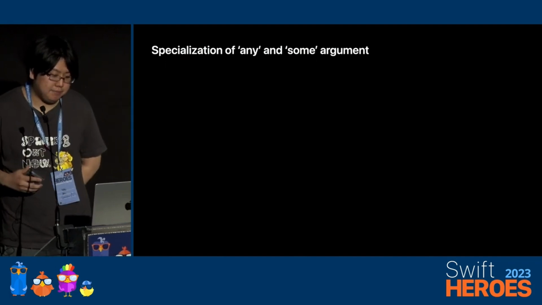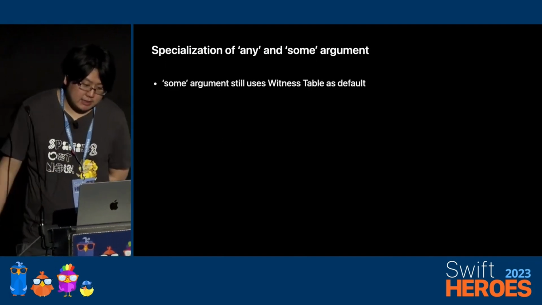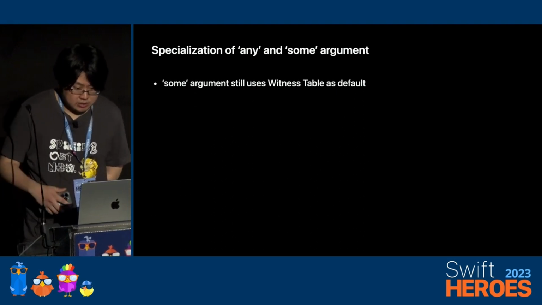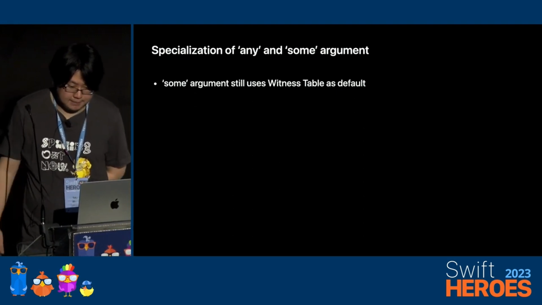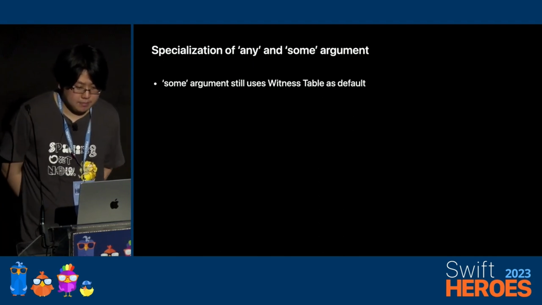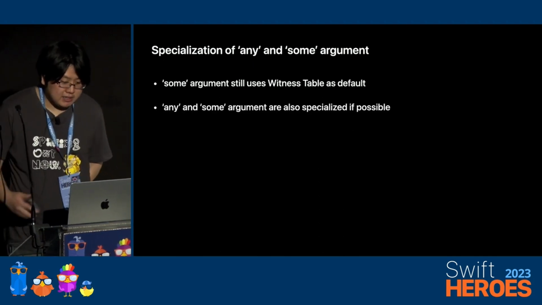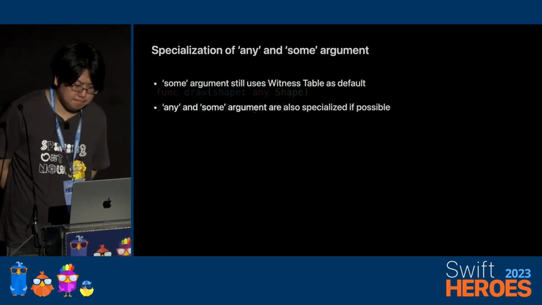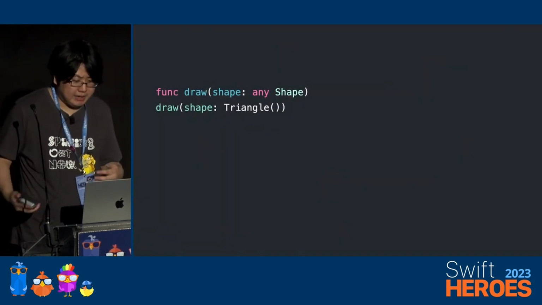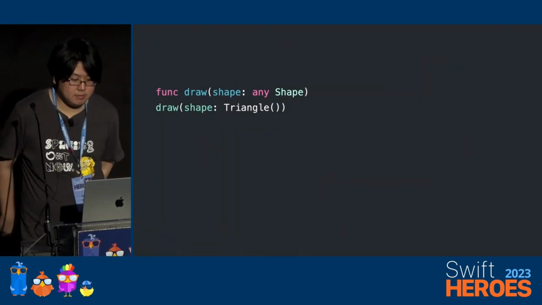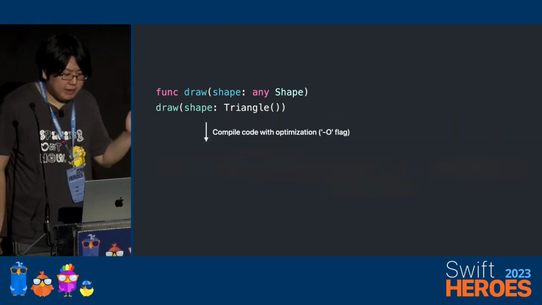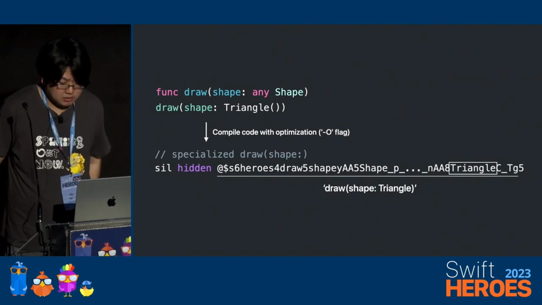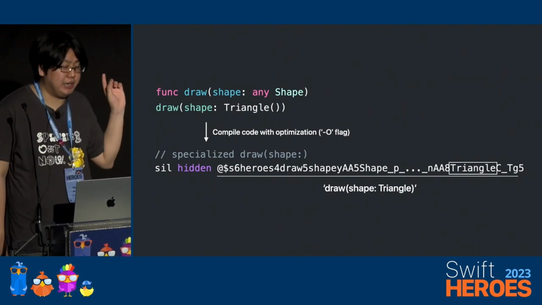Let's focus on any and some. As I said earlier, some argument is syntax sugar for generics. So arguments of opaque type use a witness table by default. Also, any and some arguments are specialized by the Swift compiler's optimizer. Let's take a look at an example of any with a use case of triangle. The Swift compiler generates a specialized draw function by triangle type. This specialized function doesn't use a witness table and existential container.